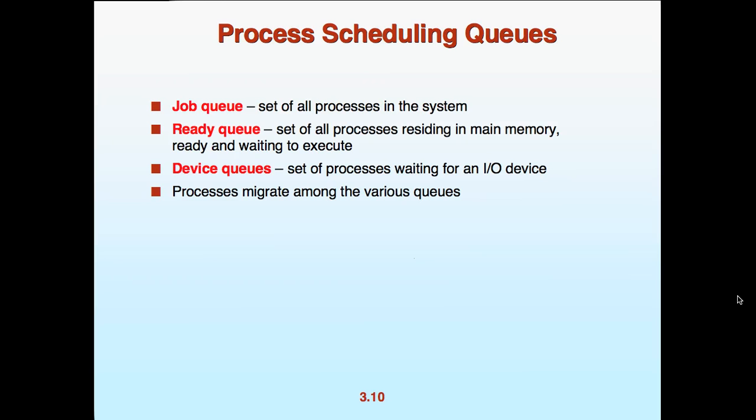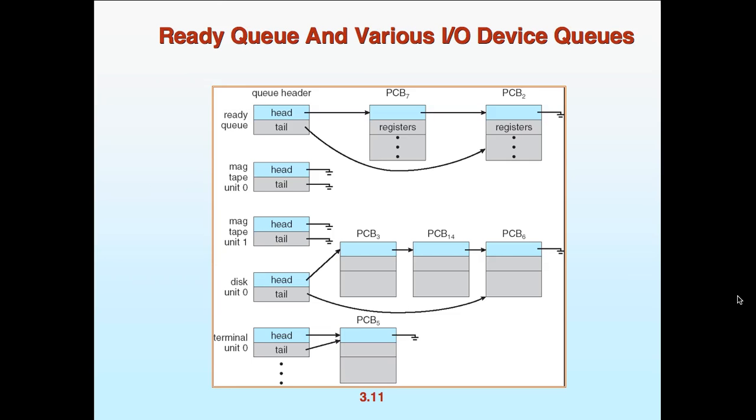So by definition, the job queue is the set of all processes in the system. The ready queue is the set of all processes residing in memory that are ready and waiting to be executed but haven't had any chance to run yet. They're just ready, which is the case of everything that starts up in the beginning. And then device queues are the set of processes waiting for I/O devices. Processes migrate between these various queues depending upon what they're doing, essentially.